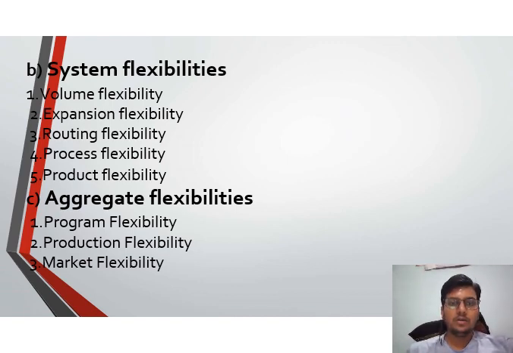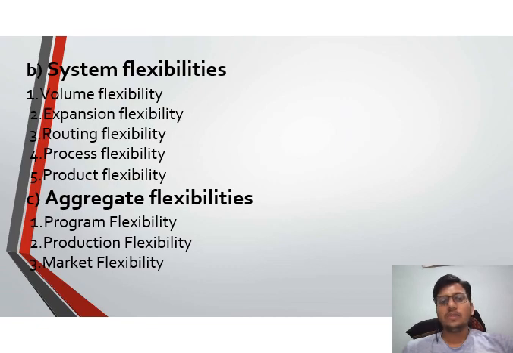Then third is aggregate flexibilities. One is program flexibility, which means if we have a certain program, but we have some modification or changes in the program, that could be accommodated by that system. That is called program flexibility. Then production flexibility: if we have some changes in production sequence at the production level, that could be accommodated. Then market flexibility means that as per the market situation or scenario, the process or system could accommodate or be changed. That is market flexibility.